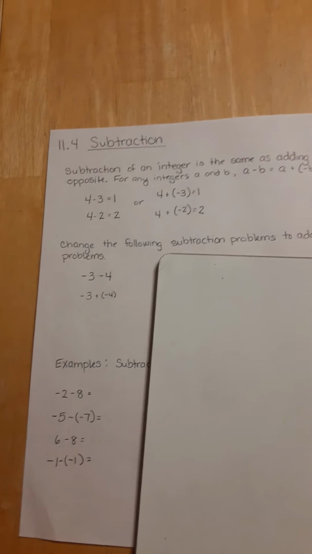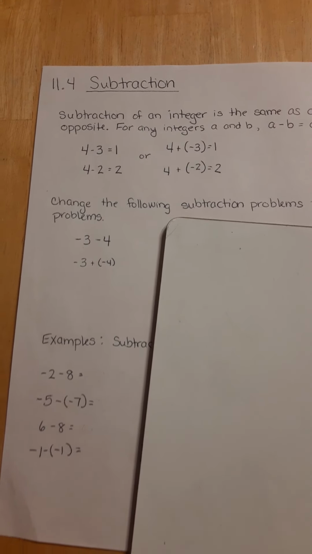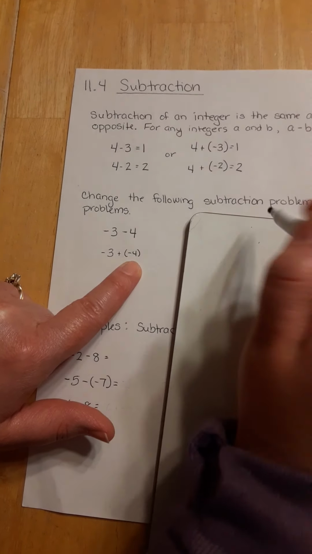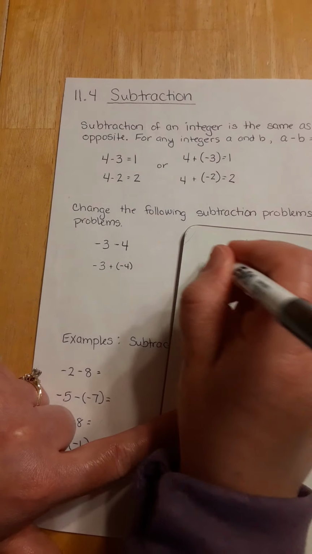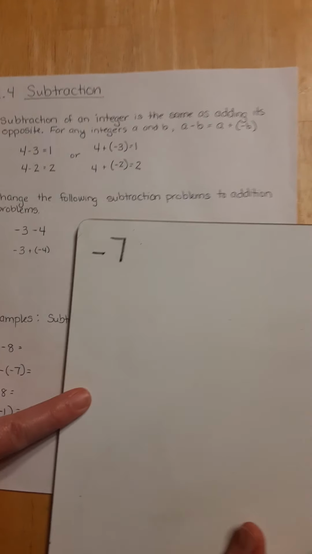So here both of my numbers are negative. What we do if both signs are the same, we just add them together. So 3 plus 4 is 7. And I use the sign that they both are, and it's negative. Okay?